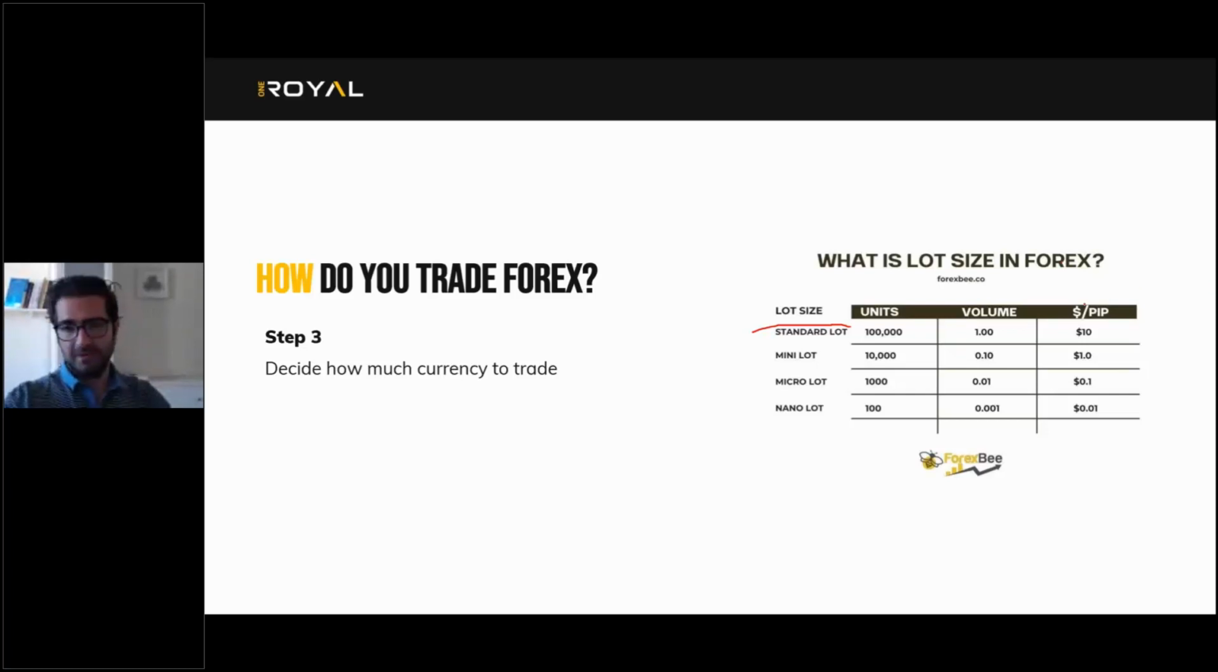Mini lot means each lot is 10,000. This is a smaller account. Micro lot is 1,000, and nano lot is 100 units on each pair that you trade.